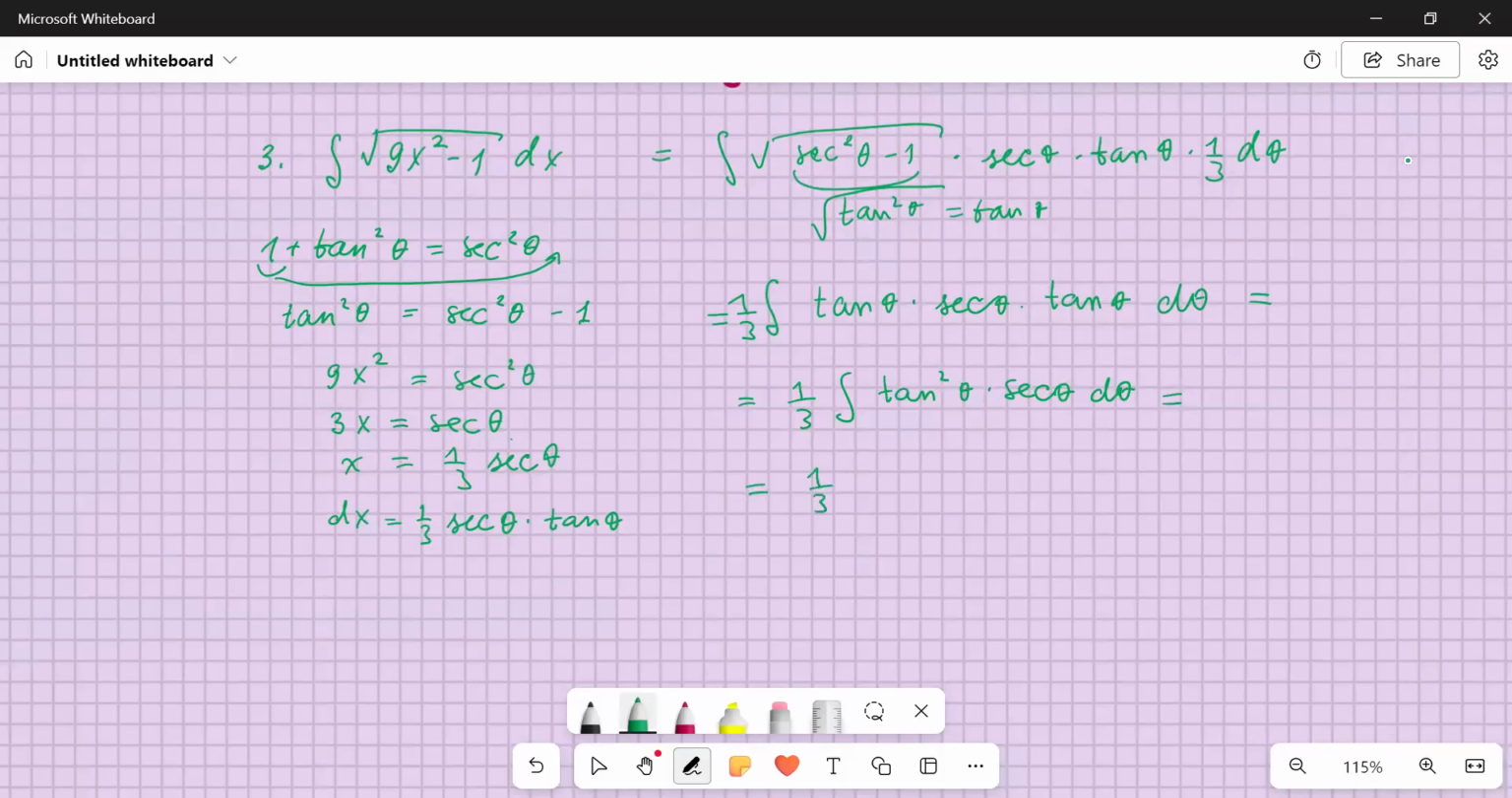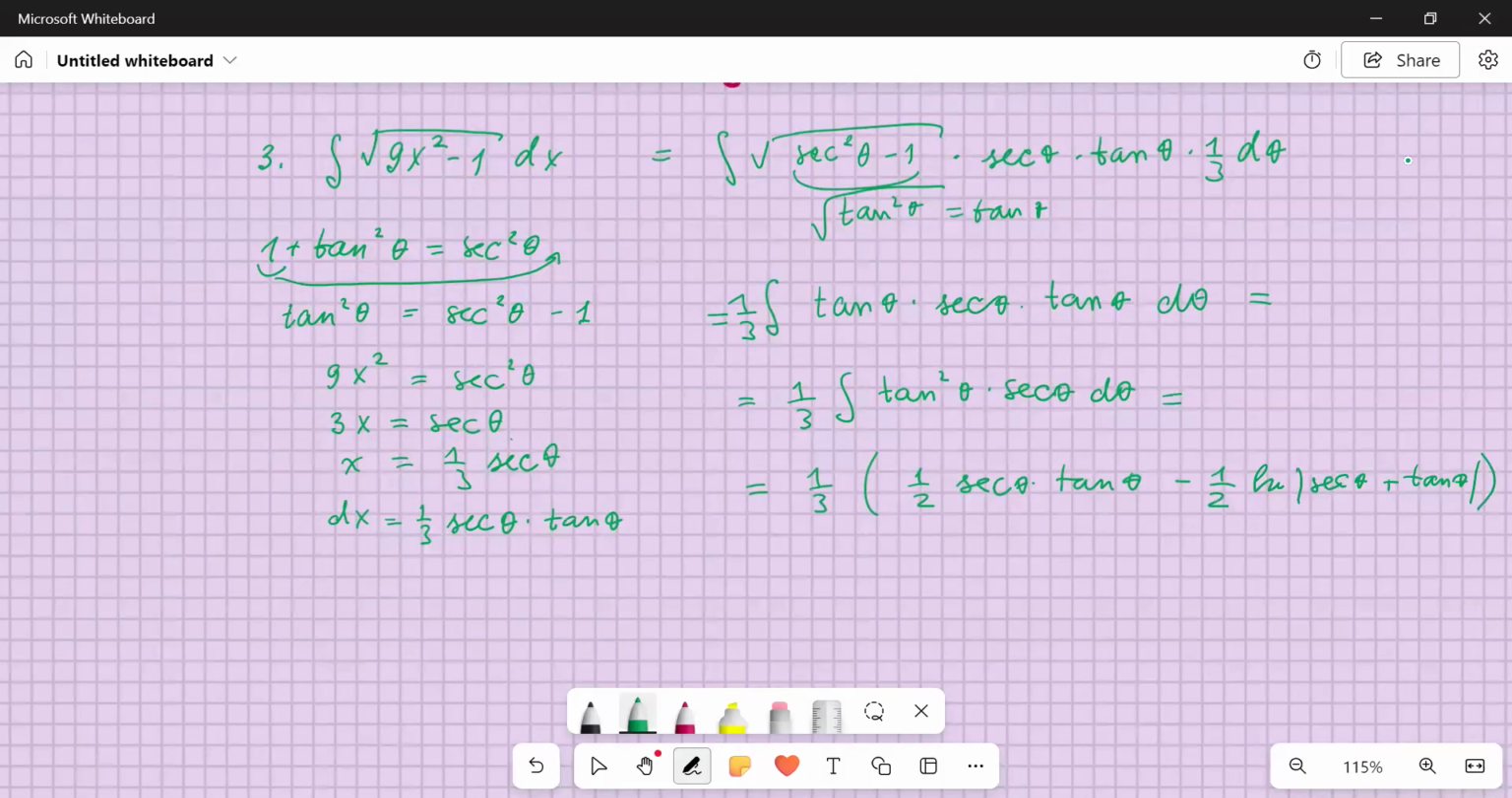So it's 1 over 3 coefficient and then 1 over 2 secant of theta tangent of theta minus 1 over 2 ln of secant of theta plus tangent of theta. And my parentheses is not looking like absolute value.